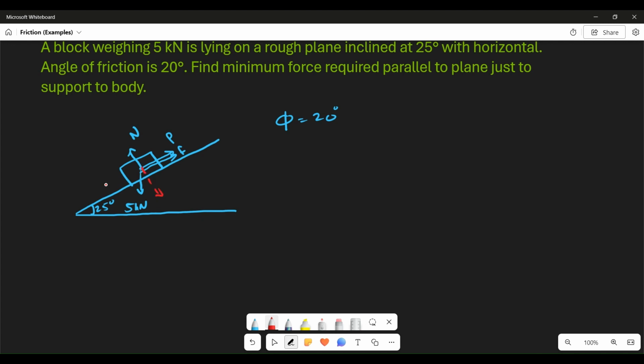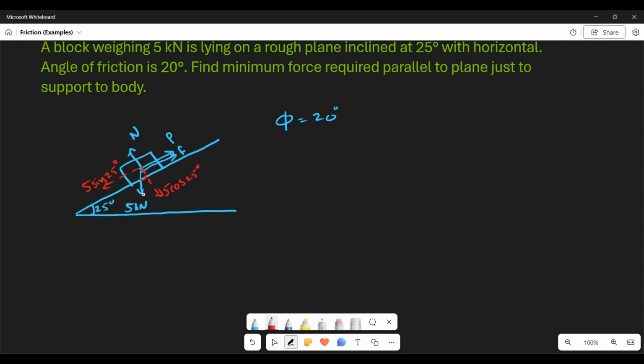First is this, another is this. Consider these as shadow of this 5 kilonewton. Now if this angle is 25 degree, this will be your 25 degree. And this is adjacent side, so I will write this as 5 cos 25 degree. And this will be 5 sine 25 degree. Okay, these are your forces now: N, P, F, 5 sine 25 degree and 5 cos 25 degree.